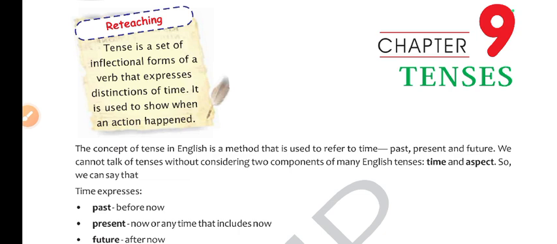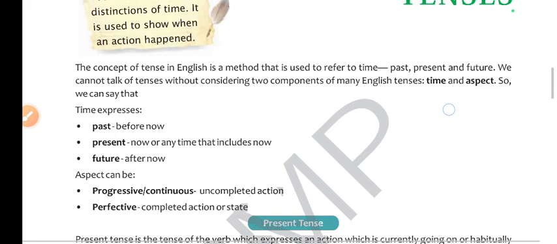So, what is tense? Tense is a set of inflectional forms of a verb that expresses distinction of time. It shows when an action has happened, right? The concept of tense in English is a method used to refer to time: past, present and future. Tenses help us to know when the action took place. For example, the action took place somewhere in the past, or the action will take place somewhere in the future, or the action is taking place in the present.